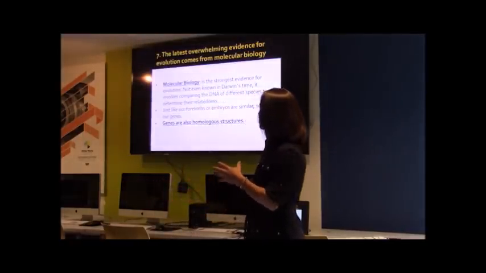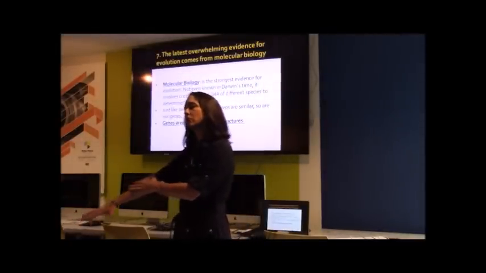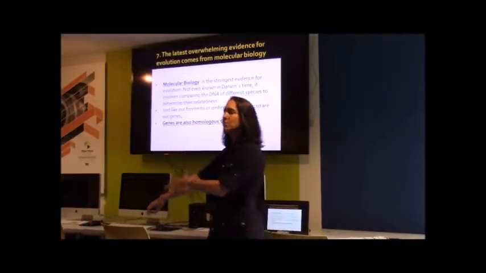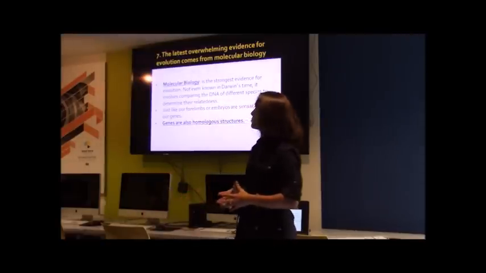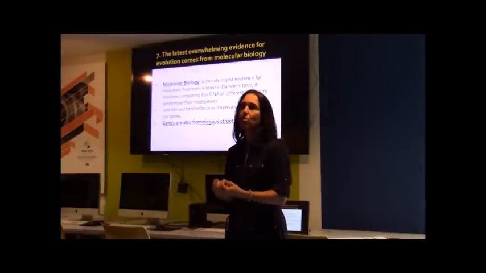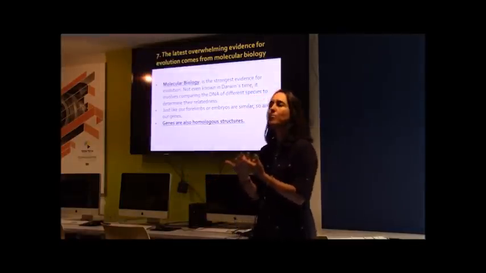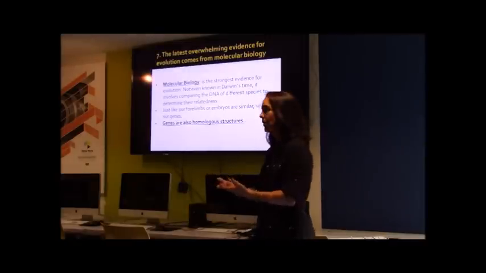When I talked about homologous structures, when I talked about the arm being a homologous structure, it's the same in humans as it is in a bat, as it is in a cow. Genes are also homologous structures. And now that we understand the genetic code, we can compare the genomes of different organisms and see how amazingly similar some of them are.